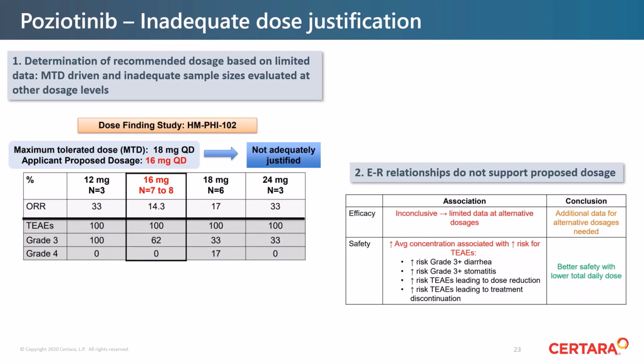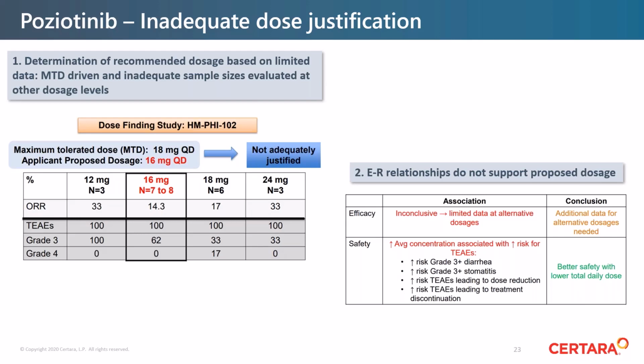Indeed, the recommended dose was based on limited data in a very limited number of subjects, and the recommended phase 2 dose was selected as the dose level below the MTD being 18 milligram QD, the recommended dose being 16 milligram QD, without sufficient justification. Moreover, exposure-response relationship did not support the proposed dose. The efficacy data were inconclusive and did not show that increasing the dose would do better in terms of efficacy.